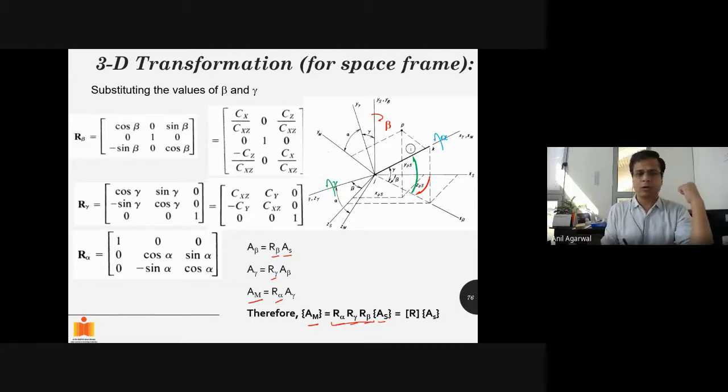If you were not able to follow completely how this R alpha came about, anyway, the matrix here is pretty straightforward. For any transformation about the x-axis, just like for other transformations, you would have one where you are doing the transformation about which axis. Then the cos, sine, minus sine, cos terms as they are.